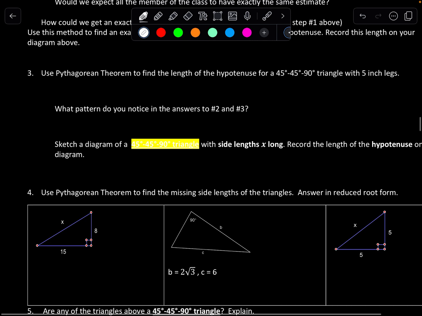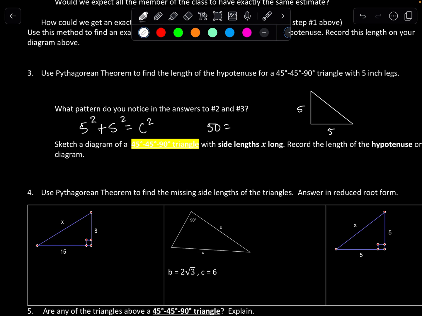All right, so now we're going to find the length of the hypotenuse given a 5-inch leg, okay? So here's my 45-degree triangle. I'm going to call this 5 and this 5. Well, how would I find this answer? Well, it would be 5 squared plus 5 squared equals c squared. Well, what's 5 squared plus 5 squared? That's 50 equals c squared. Square root both sides. And what's the square root of 50?